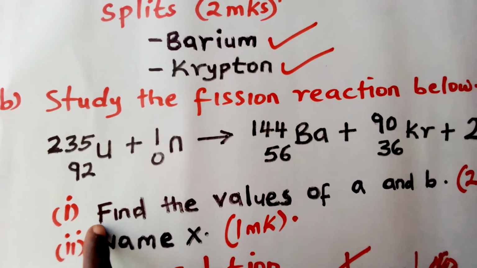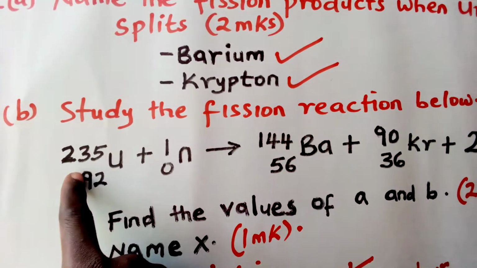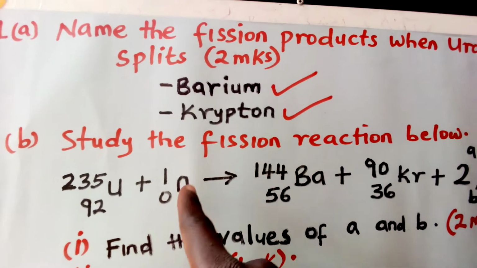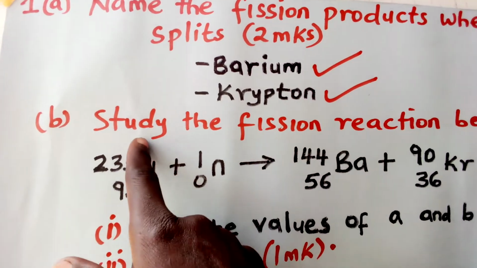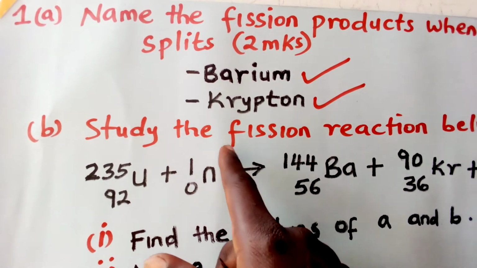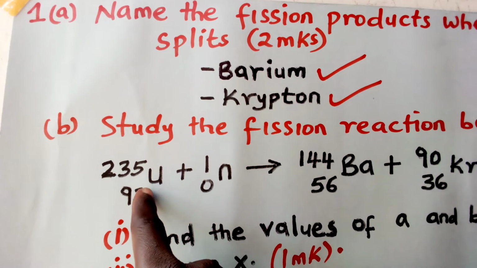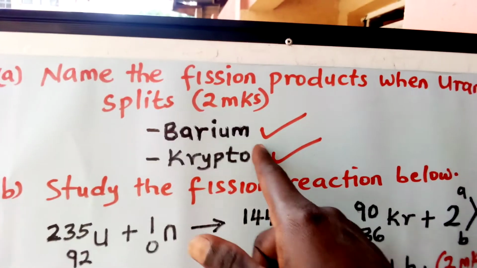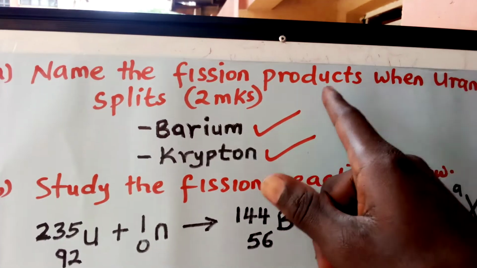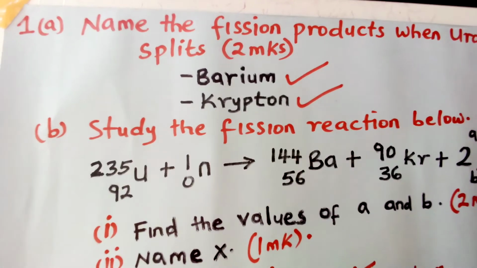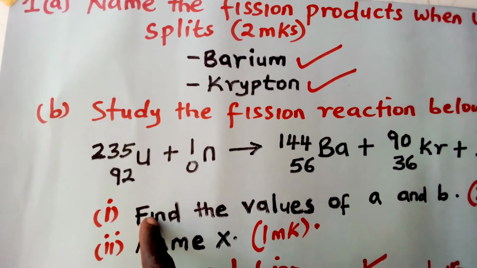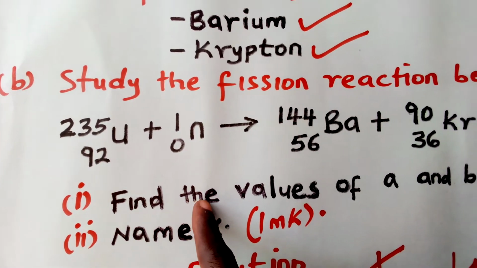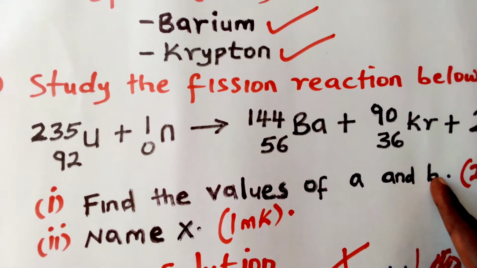The question says, after studying this, by the way, this equation answers even our first question. When uranium splits, this is uranium, this is a neutron. When a neutron hits the uranium atom, the products are barium and krypton, and these are the answers here. They want us to name the products: barium and what? Krypton. So now, in our next challenge, we are supposed to find the values of A and B.